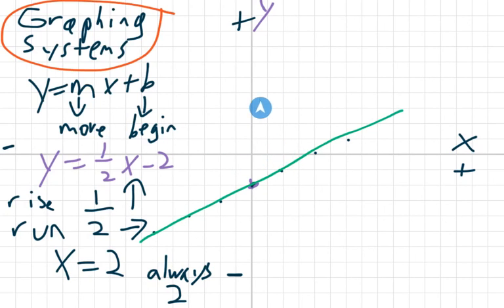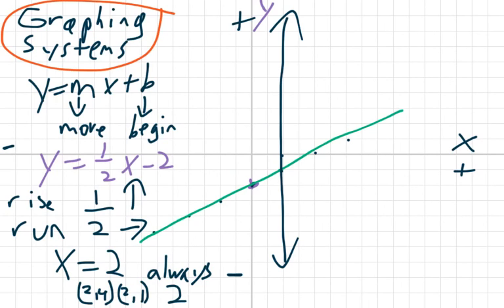So right 2, right 2, right 2. It doesn't matter what our ordered pair is, the x value is always a 2. So for instance, it could be 2, 4, 2, 1. It's always going to be a 2 x value. So that's always going to be right 2 going straight up and down.